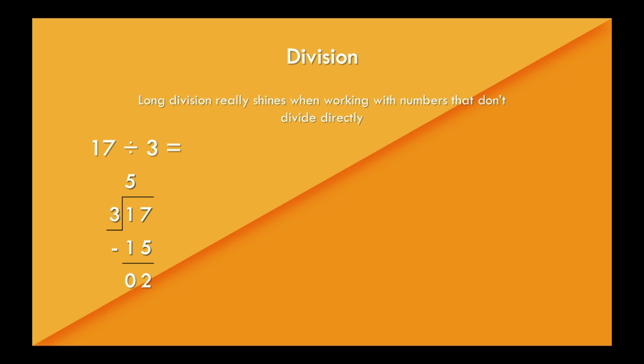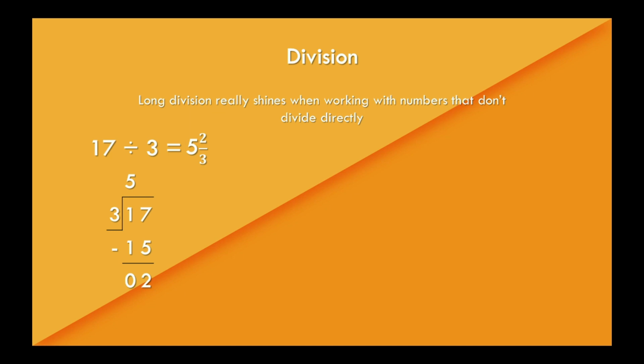But instead of writing this answer as 5 remainder 2, we can write this as 5 and 2 over 3 as a mixed fraction, because we had a remainder of 2 and we were dividing by 3, so it becomes 2 over 3, like 2 divided by 3. So now we have a mixed fraction answer, all neat and tidy.